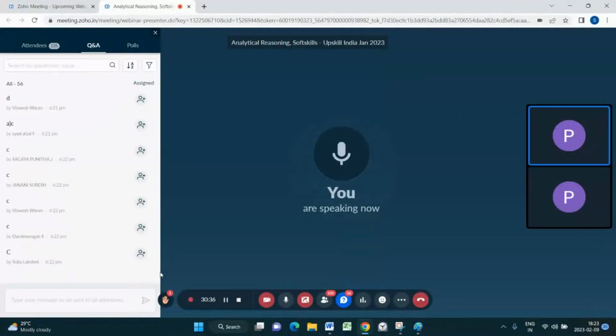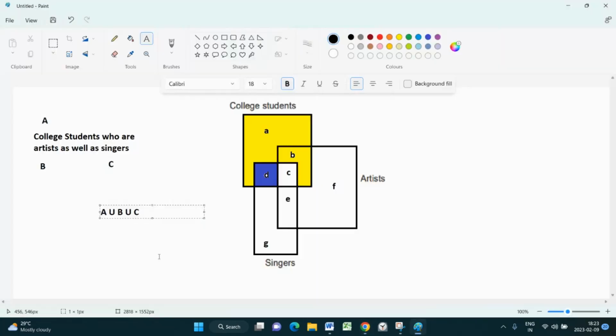Because many times you will also get A union B, A intersection B, kind of. If you want the combination, take union. If you don't want the full set, if you want to eliminate somebody, then use the intersection.